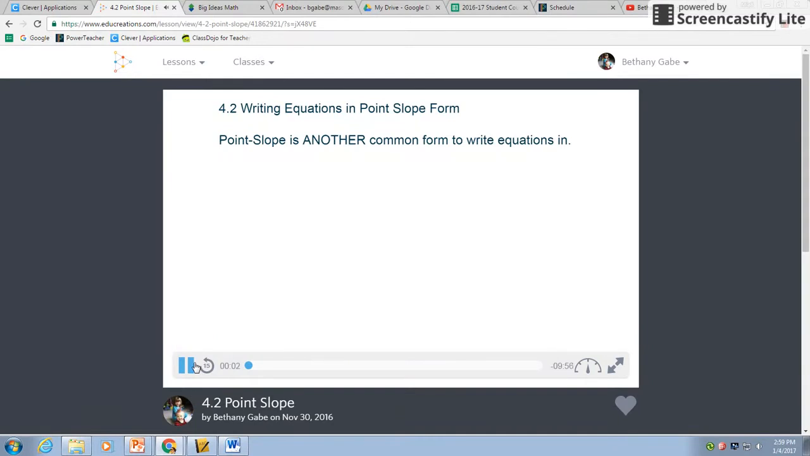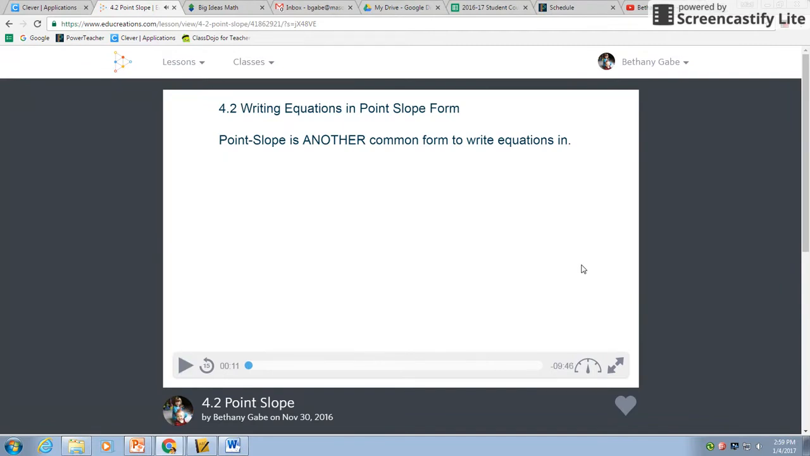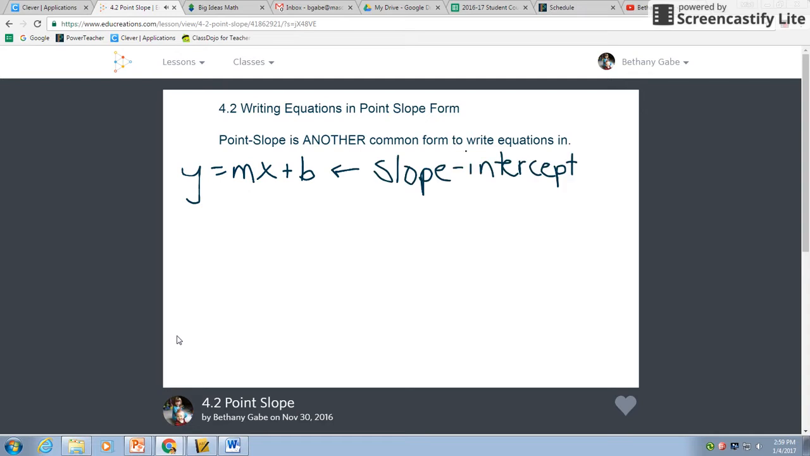Okay, so 4.2 is writing equations in point-slope form. And point-slope form is just another form that you can write equations in. We've already talked about slope-intercept form. So we had y equals mx plus b. That's slope-intercept form. And now section 2 is just going to be about another form. So you've gotten used to y equals mx plus b, and now we're going to give you another one.